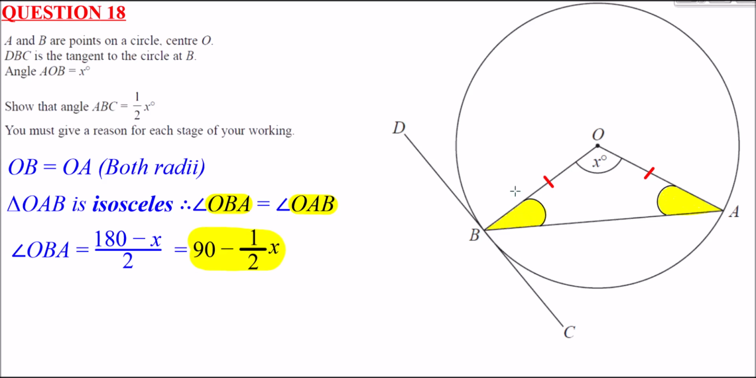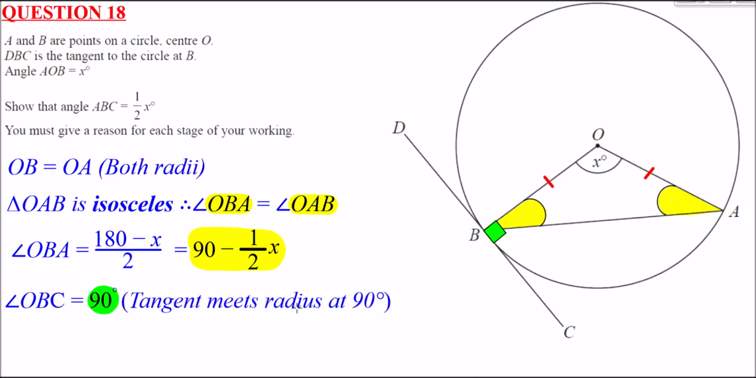Coming back to what the question says near the beginning, we were told that DBC is a tangent to the circle at B. Therefore, this angle OBC must be 90 degrees, because a tangent always meets a radius at 90 degrees. That's one of the circle theorems we need to quote next. So, because DBC is a tangent, we can say OBC is 90, because tangent meets radius at 90 degrees.